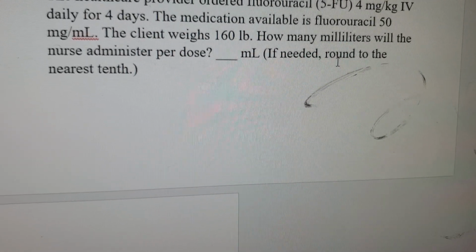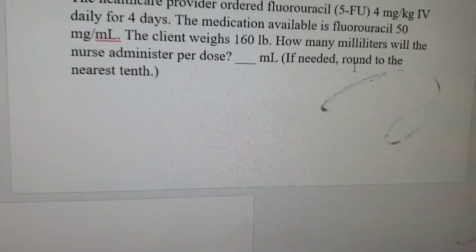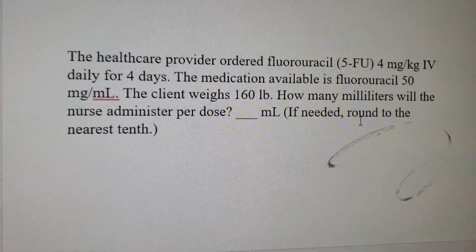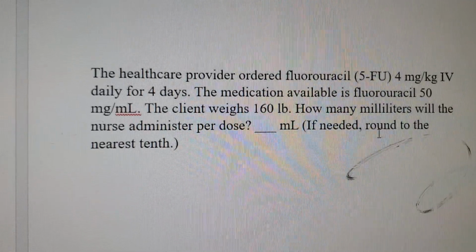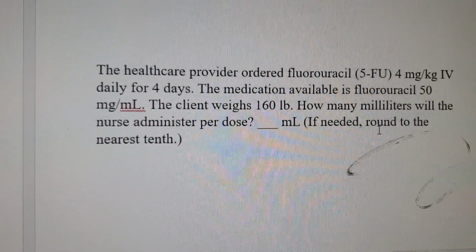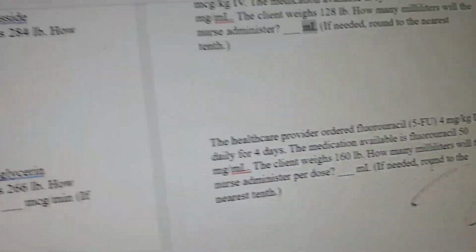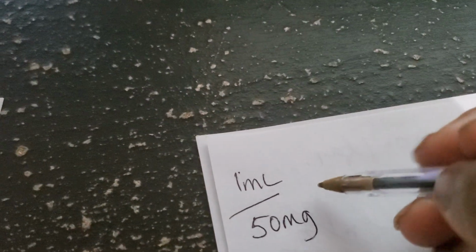Let's go and fix it. We already have milligram to milligram. Don't let the 4 days trick you. The 4 days will have nothing to do with the calculation. We are just looking for our mLs per dose. Okay, let's bring it to our table here. All right. So, what have been given us? The available says 1 ml is to 50 milligram. Hope you saw it.